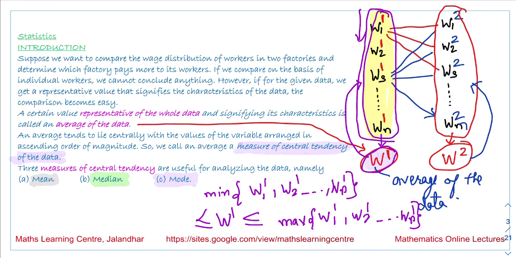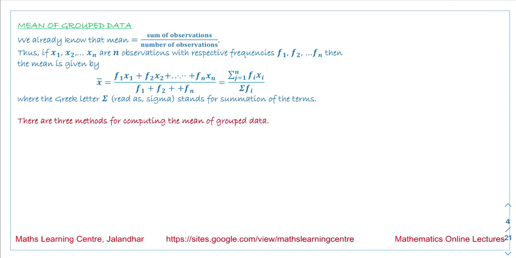So we start with the first measure of central tendency, the mean. The definition of the mean we have already studied in our previous class, in the previous videos. So over here we are going to start with the mean of the grouped data. For the definition of grouped data, you can refer to the videos of class 9. What is mean, what is grouped data, all these definitions are covered in that video.